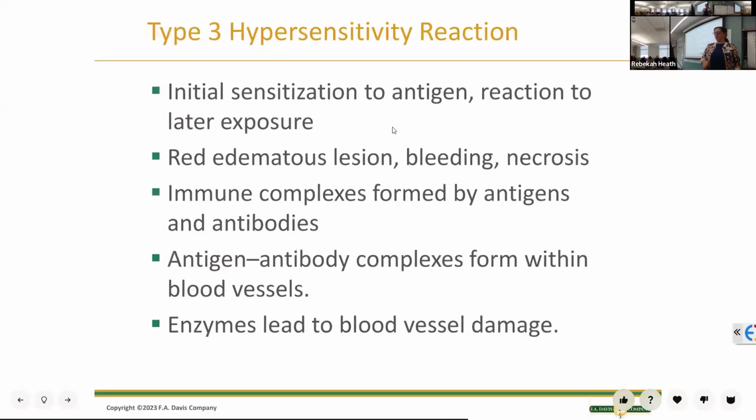Okay, let's take a break. We'll get into type 3 hypersensitivity reactions when we come back. So let's go till 11:15. And then we'll come back and we'll finish strong.